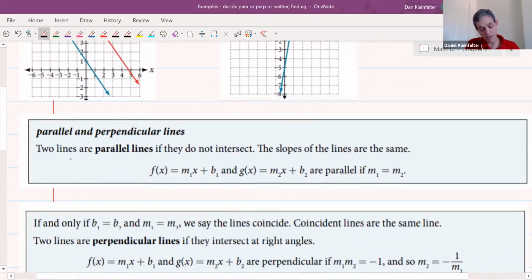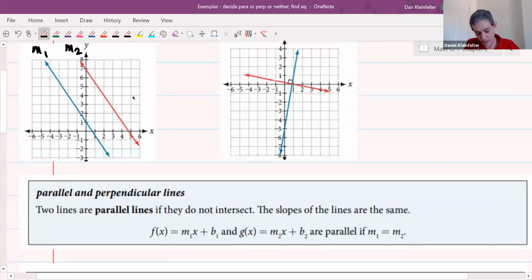Two lines are parallel if they don't intersect, and the slopes of the lines are the same. Here's an equation of f of x, that's m1x plus b1, and g of x is m2x plus b2. The m1 and the m2 are the same. That's basically a long-winded way of saying that if they're parallel, the m1 has to equal the m2. The two slopes are the same.